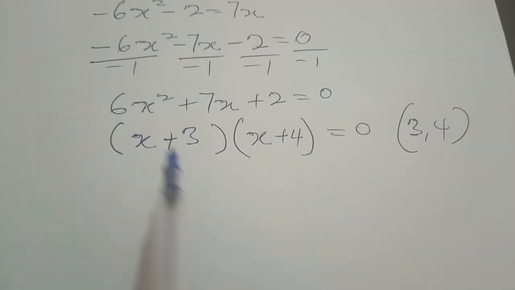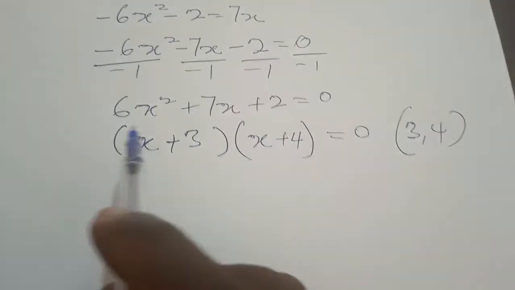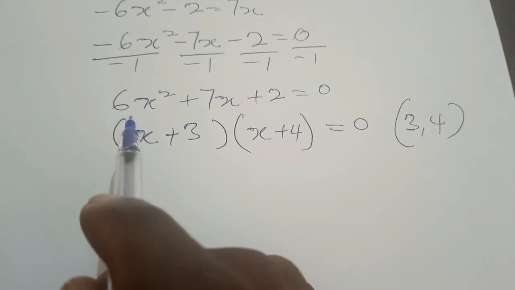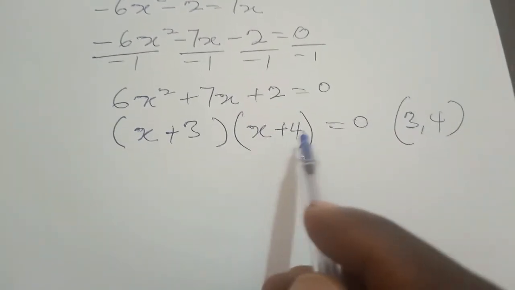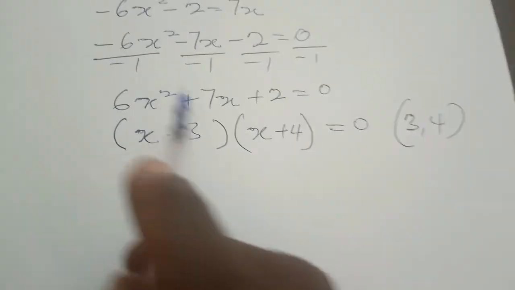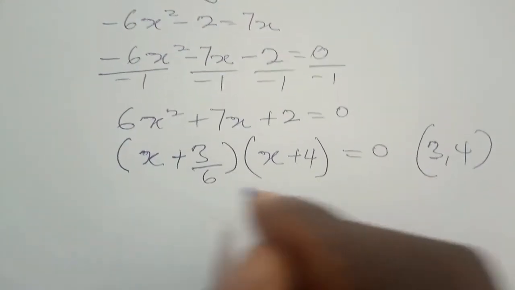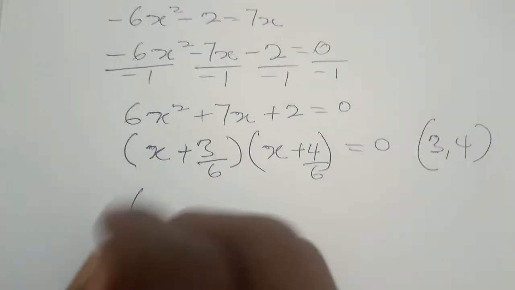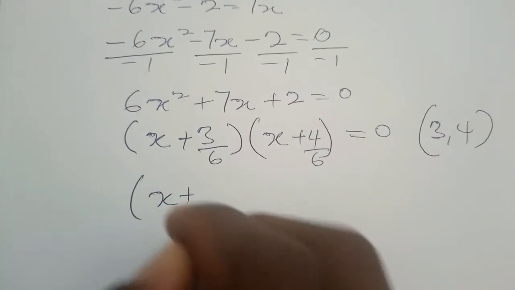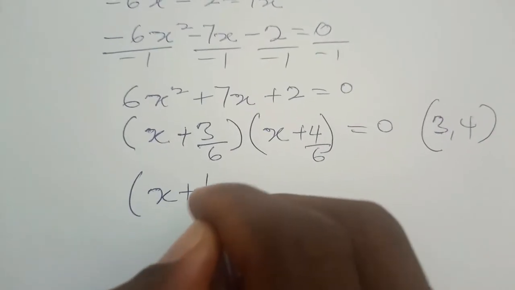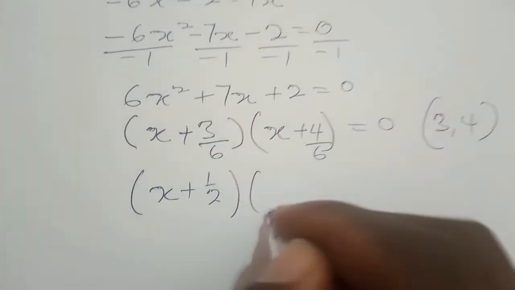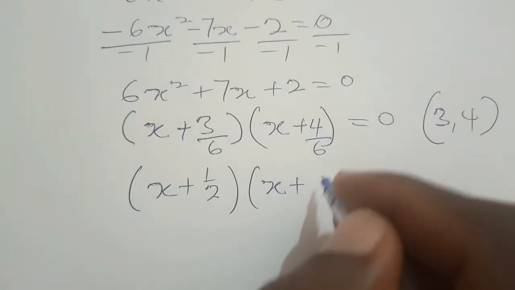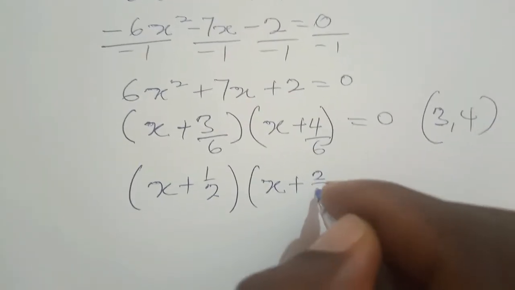But remember, this is just like example 2 that we solved. Our a is not 1, so we don't leave it like this. We have to divide the constant terms by the a. So this over 6, this over 6. And this will give us x + 1/2, then x + 2/3.